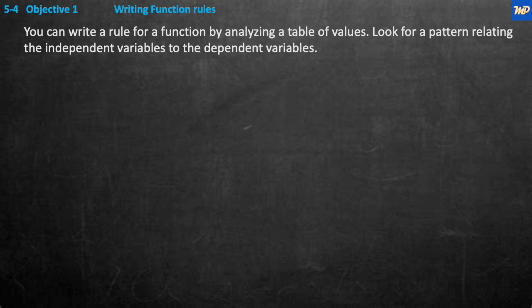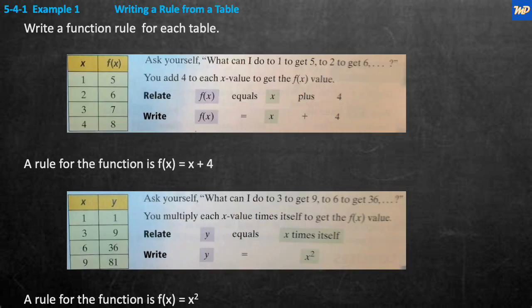Okay, Objective 1, Writing Function Rules. You can write a rule for a function by analyzing a table of values. Look for a pattern relating the independent variables to the dependent variables. We'll take a look at that in the next slide.